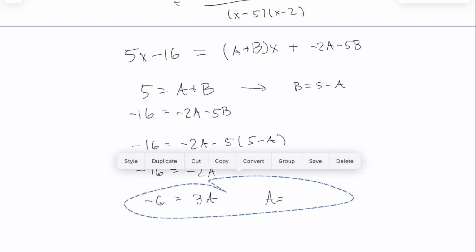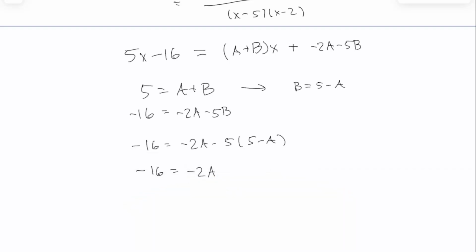All right, let's go back. 5 times 5 is 25. All right, minus 25. Negative 5 times negative a is plus 5a, right? Add the 25 to the other side, I get 9 equals 3a. A equals 3. All right.